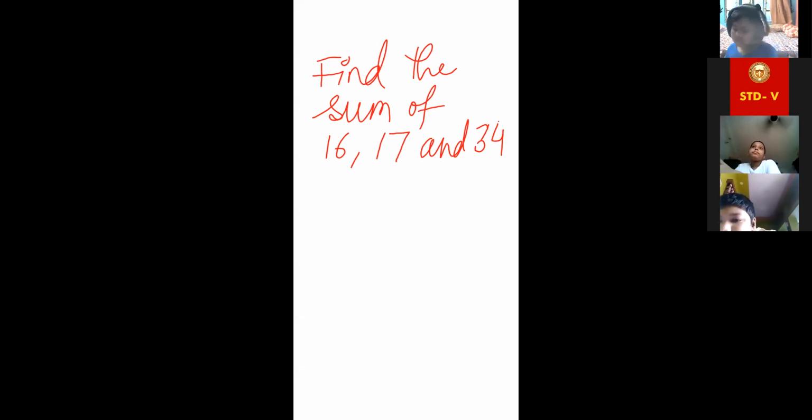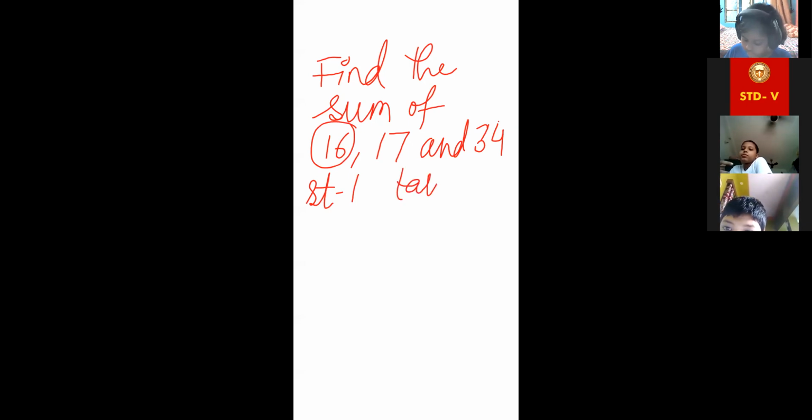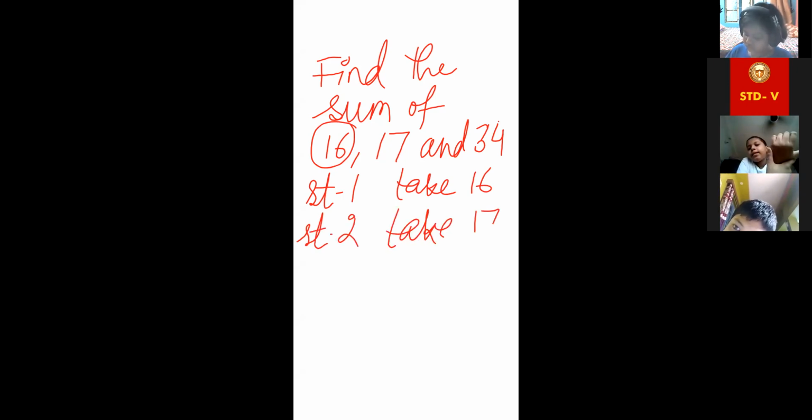Okay. Now, how is algorithm related to this statement? Look, I told you to get the result, what steps are we following. So first step will be what? We have to take this number. So step 1 will be take this number. Take 16. Second step, take 17. Or one thing you can do, in your book it is usually given, let A is equal to 16. That will be much better.